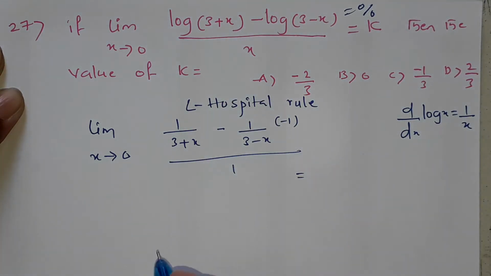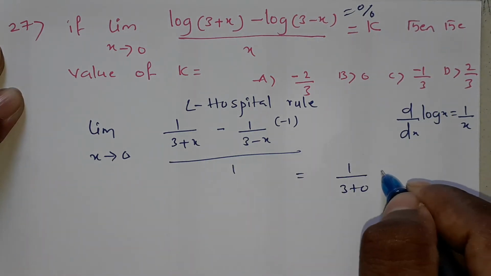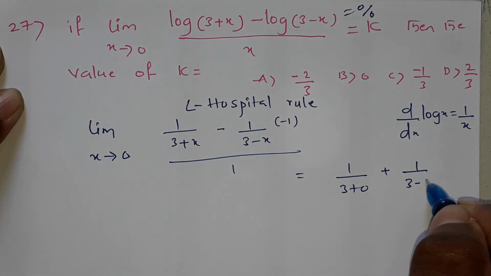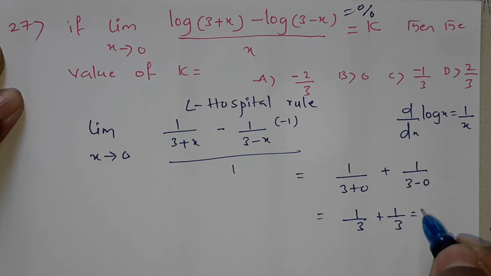Apply the limit value. What is the limit value? It is 0. 1 by 3 plus 0 minus of minus, plus 1 by 3 minus 0. Here the value is 1 by 3 plus 1 by 3, which is equal to 2 by 3. Option D is the right answer.